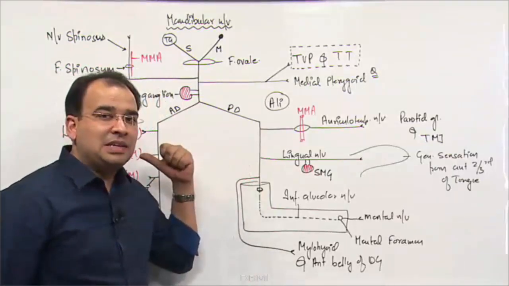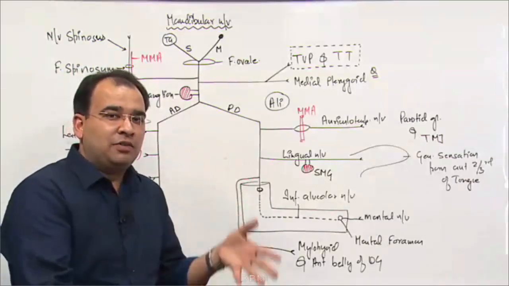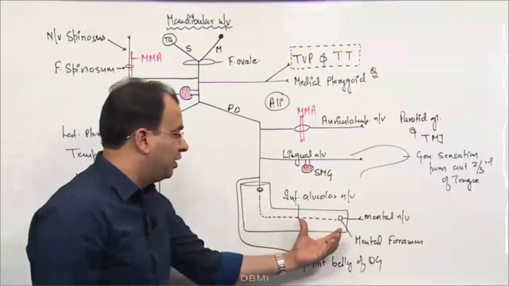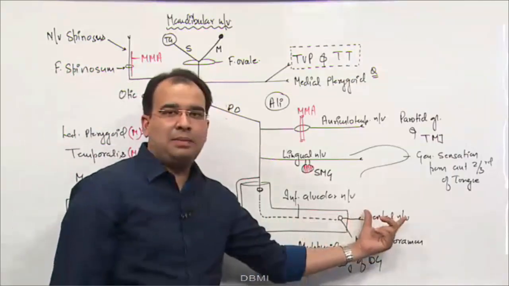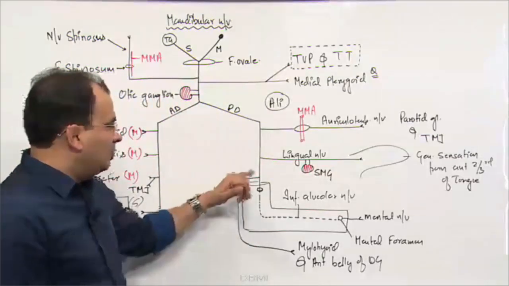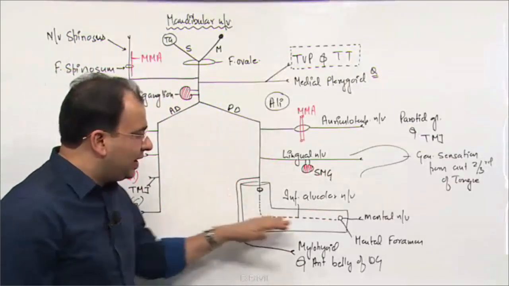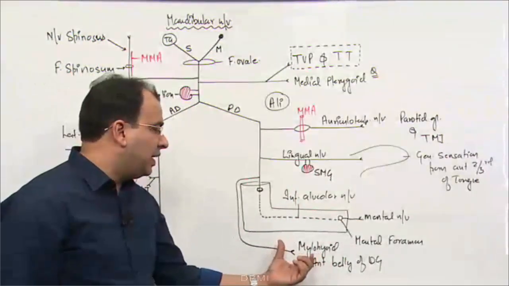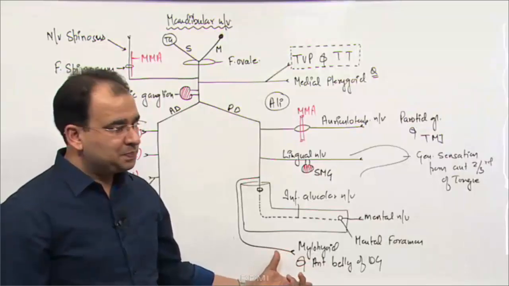Just like we have the maxillary nerve giving off all the superior alveolar nerves, posterior superior, middle superior, anterior superior alveolar. This is inferior alveolar nerve, which comes out of the mental foramen and becomes mental nerve, which supplies the skin of the chin. And the branch of the inferior alveolar nerve, before it enters inside the mandible, supplies two muscles in the floor of the mouth, that is mylohyoid and anterior belly of digastric.